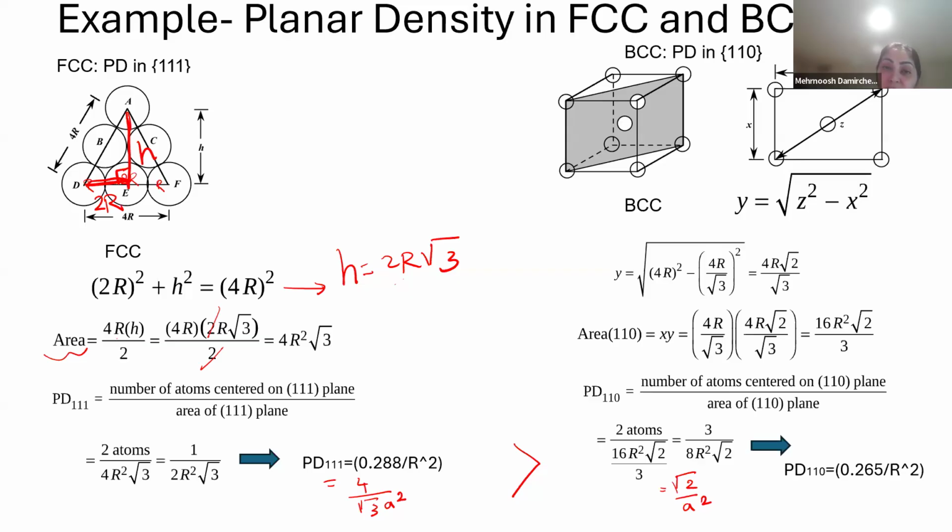Okay, that is the area. What is the planar density? Planar density for family 1, 1, 1: number of atoms centered on the 1, 1, 1 plane. Okay, I change my color again. Look at here. It is 1 per 6.